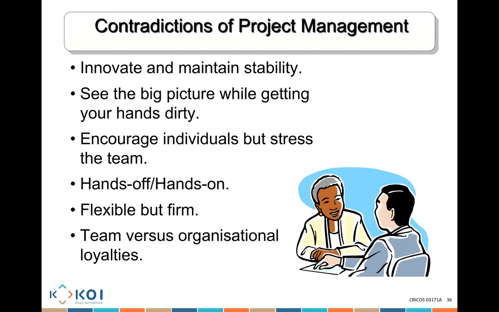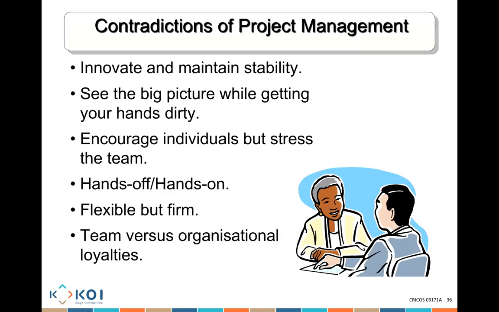Now, as a project manager, you have many, many contradictions in your role. It is really important that you innovate and find new ways and create new projects. But at the same time, you need to ensure that the project and the team remain stable. It's very important to see the big picture while getting your hands dirty. So see the big picture. Now, how am I going to see the big picture, the high-level stuff, but at the same time get my hands dirty in doing the job?